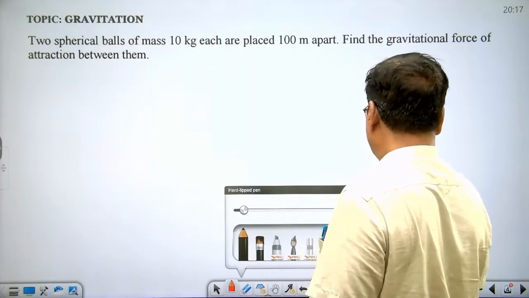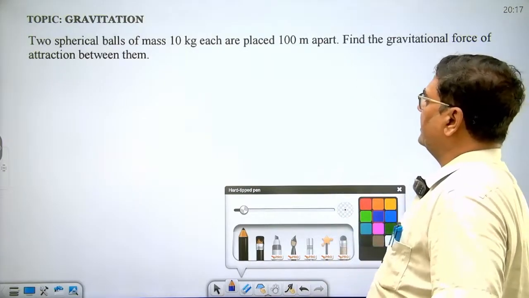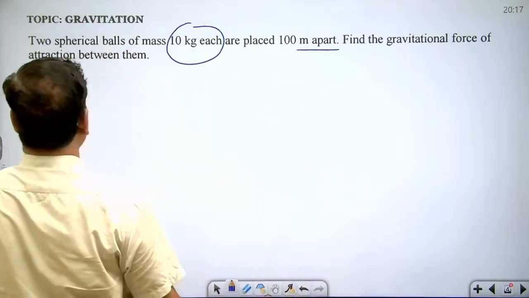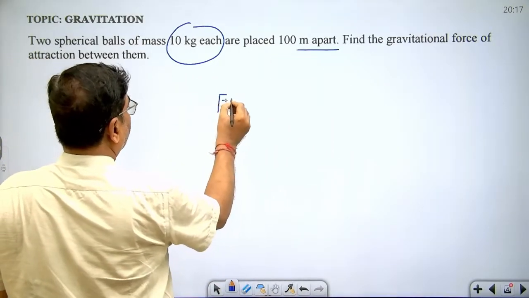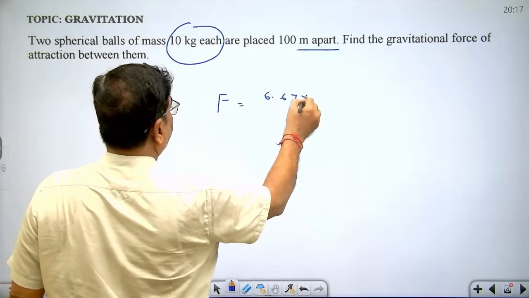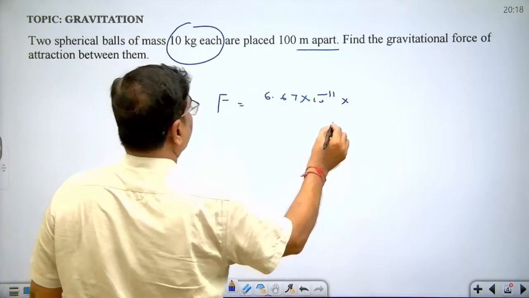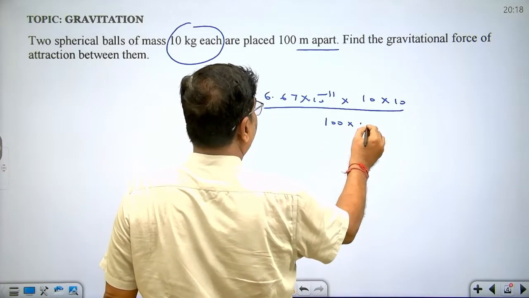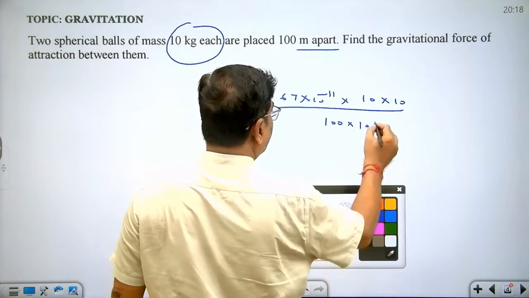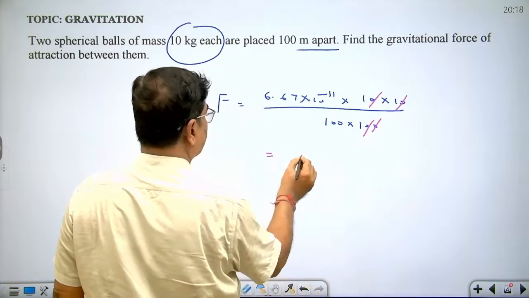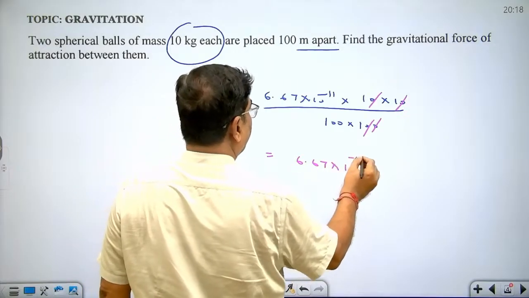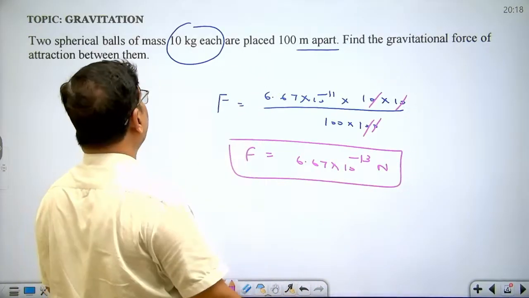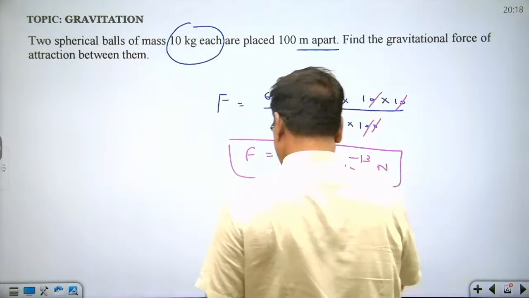Now let's see a question. Two spherical balls of mass 10 kg each are placed 100 meter apart. Find the gravitational force of attraction between them. Force equal to 6.67 into 10 power minus 11, into 10 into 10, divided by 100 into 100. The zeros will get cancelled. So the answer will come 6.67 into 10 power minus 13 Newton. This is the force acting between the two balls. This is the answer to the given problem.